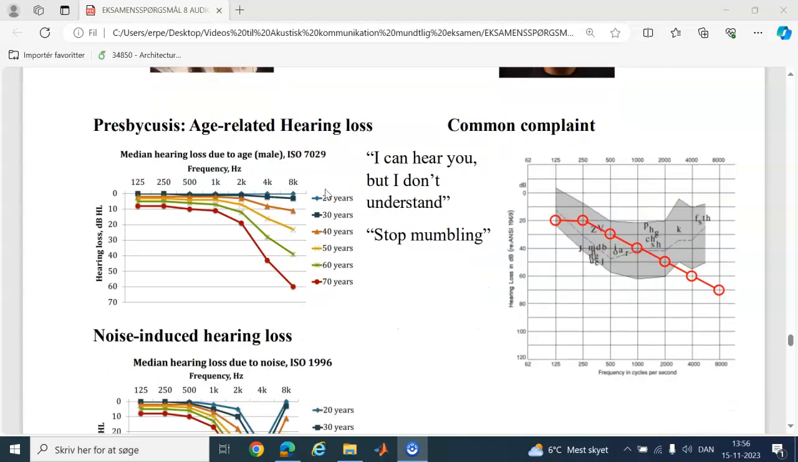And again, we have this audiogram for hearing loss due to age. 20 years old, normally hearing people have no hearing loss, and the decibel hearing loss increases as time grows. At 70 years old, you get a 60 dB hearing loss. I got 80. Common complaint: I can hear you, but I don't understand. Stop mumbling.